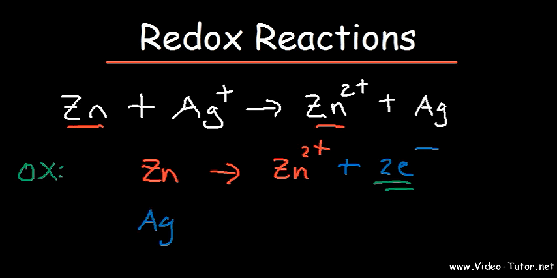Now let's look at the other half reaction. We have Ag plus converting into Ag. So we have a +1 charge on the left, 0 on the right. So we need to add 1 electron to the left side to balance the charges. Anytime you have electrons on the left side, it's a reduction reaction.